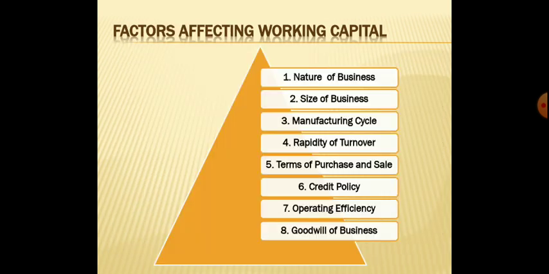Next point is factors affecting working capital. These are similar to the points which we have learned in fixed capital. The first one is nature of business. Now a manufacturing firm will require more working capital than a public utility undertaking. As you know, a public utility undertaking, such as railways or electricity, requires more fixed capital but less working capital.